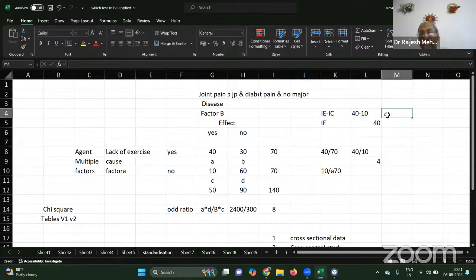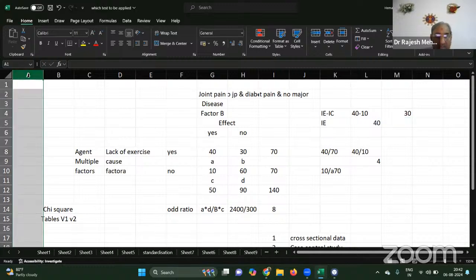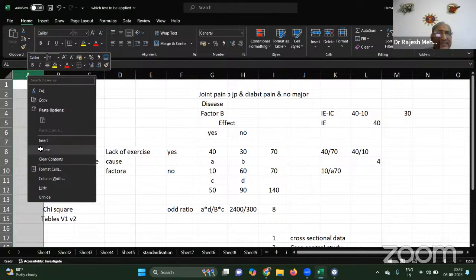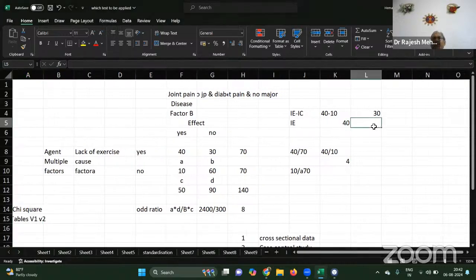Out of this 40, 10 is contributed by other factors. So the remaining, the absolute contribution of the lack of exercise, is 30 out of 40. So you can say that a 75% reduction in joint pain can be achieved if we start doing exercise. But for the remaining 25%, we need to search out what other attributable risks there are.